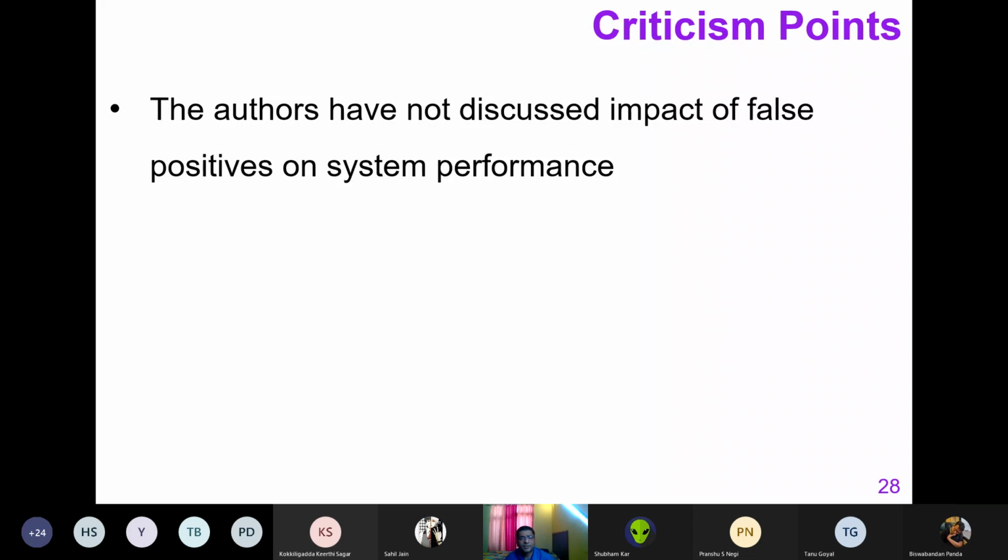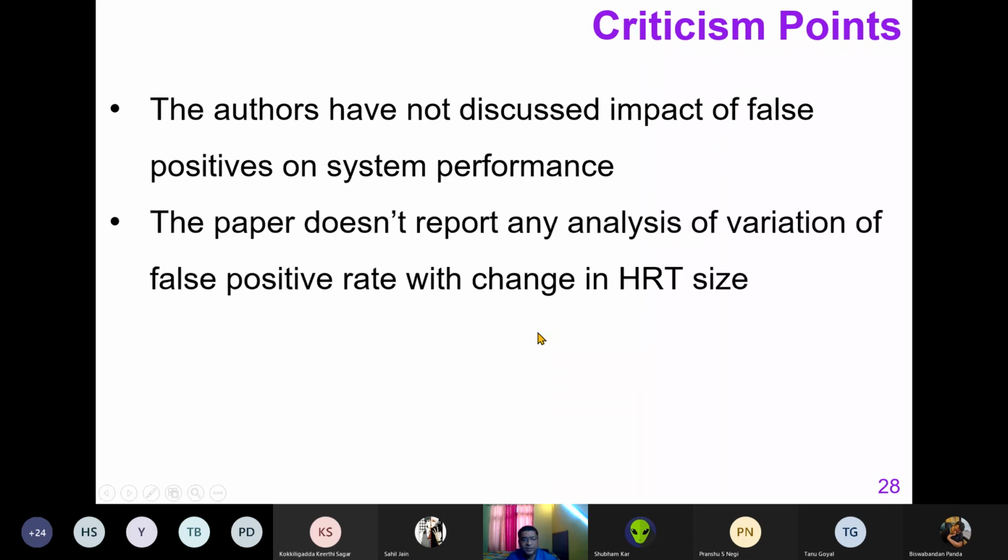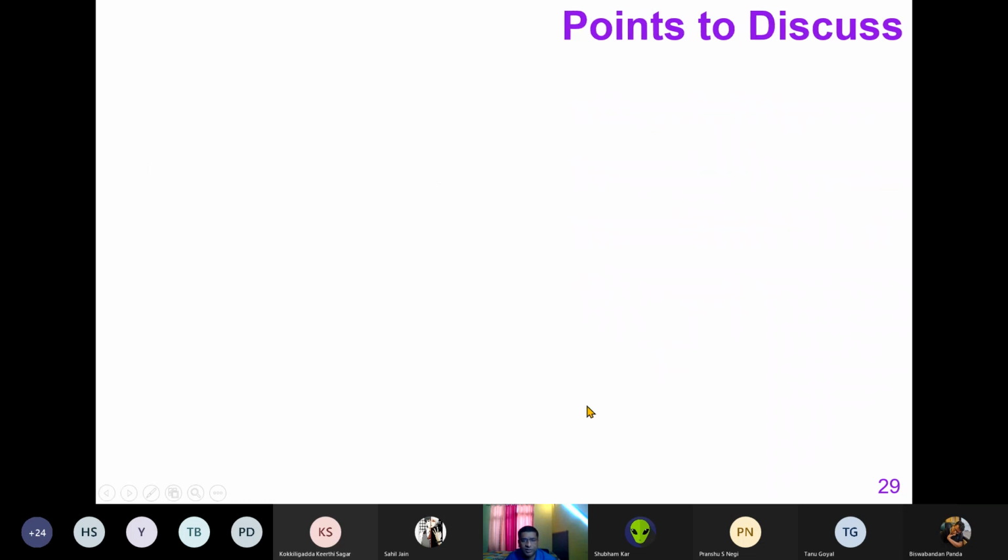Okay, now critical points. The authors have not discussed the impact of false positives on system performance. They have not done any analysis or shown anything like that, and the paper does not report any analysis of the variation of false positive rate with change in HRT size. They have not done any kind of analysis or shown it here.